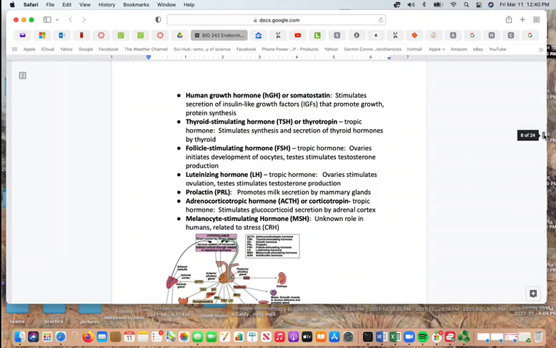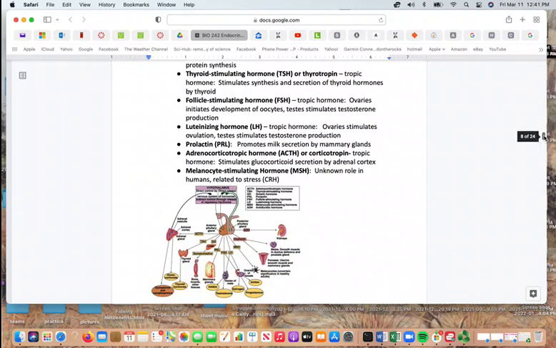FSH, follicle stimulating hormone, another tropic hormone. This will trigger the ovaries to go through oocyte development, and then it will stimulate the testes to produce testosterone. Luteinizing hormone is going to also stimulate the ovaries. It will kick things up a notch and stimulate ovulation. With the testes, it's just going to kick up the testosterone production a bit. Prolactin is going to stimulate milk secretion in the mammary glands.